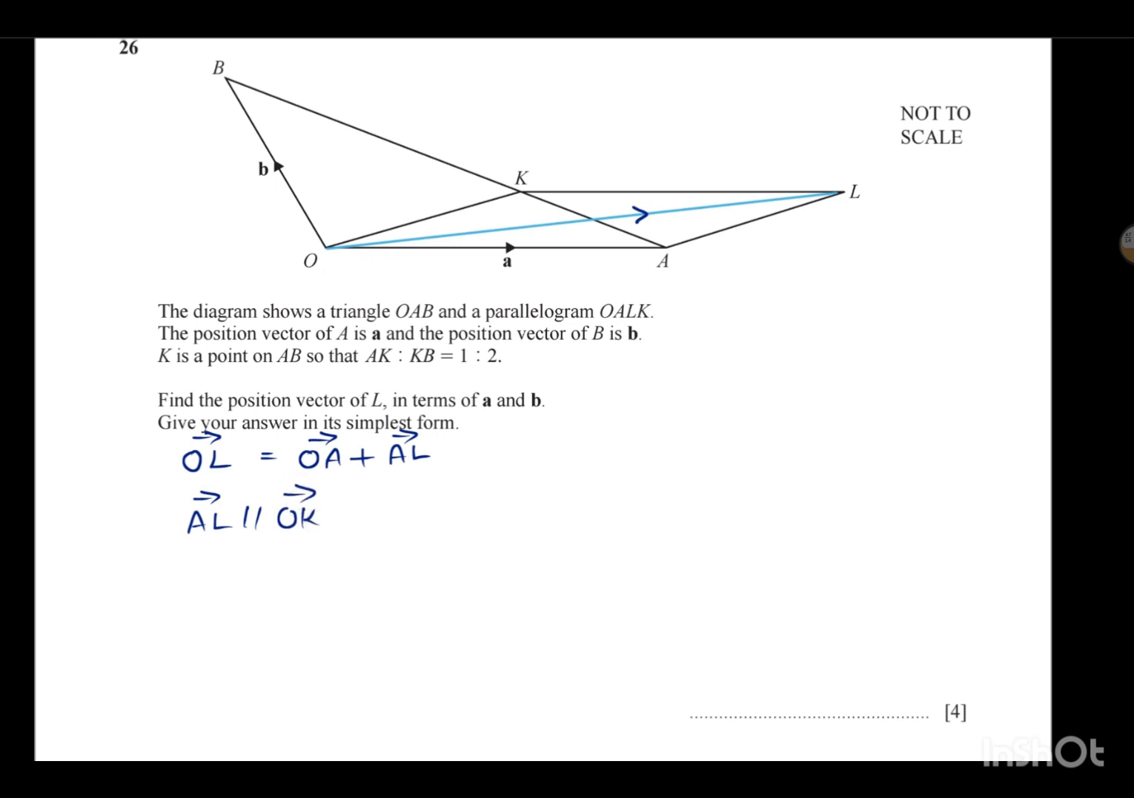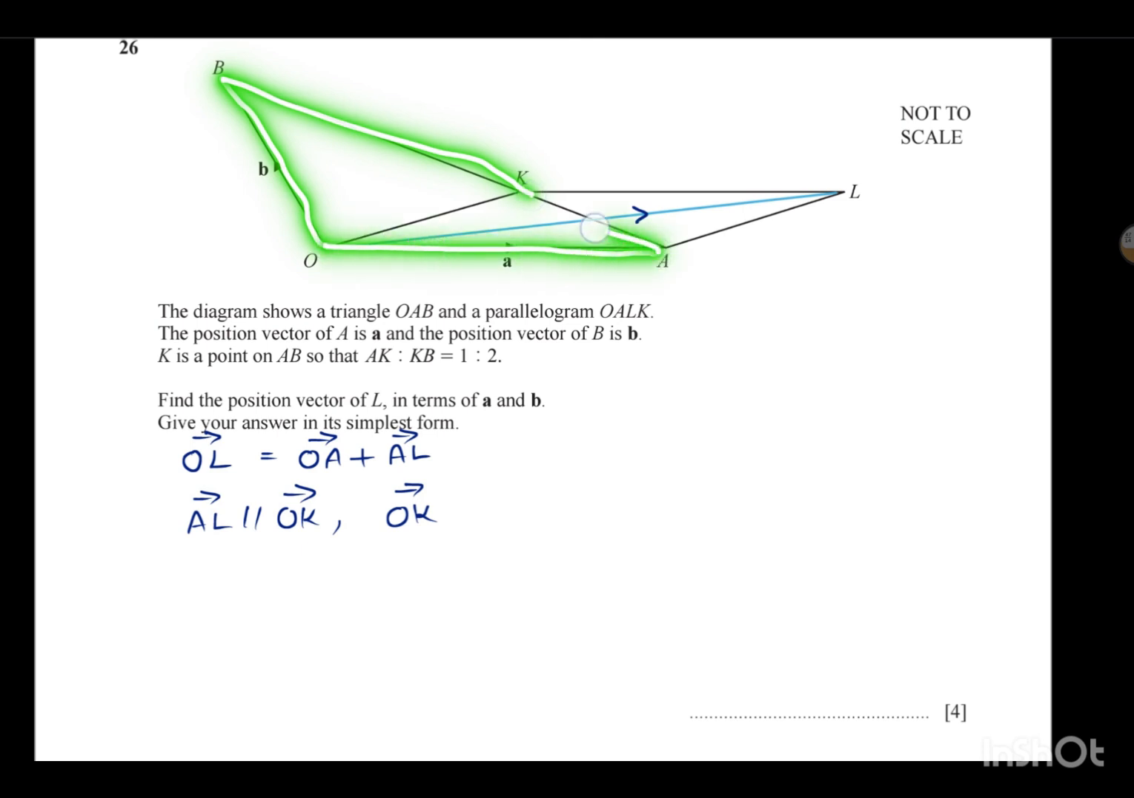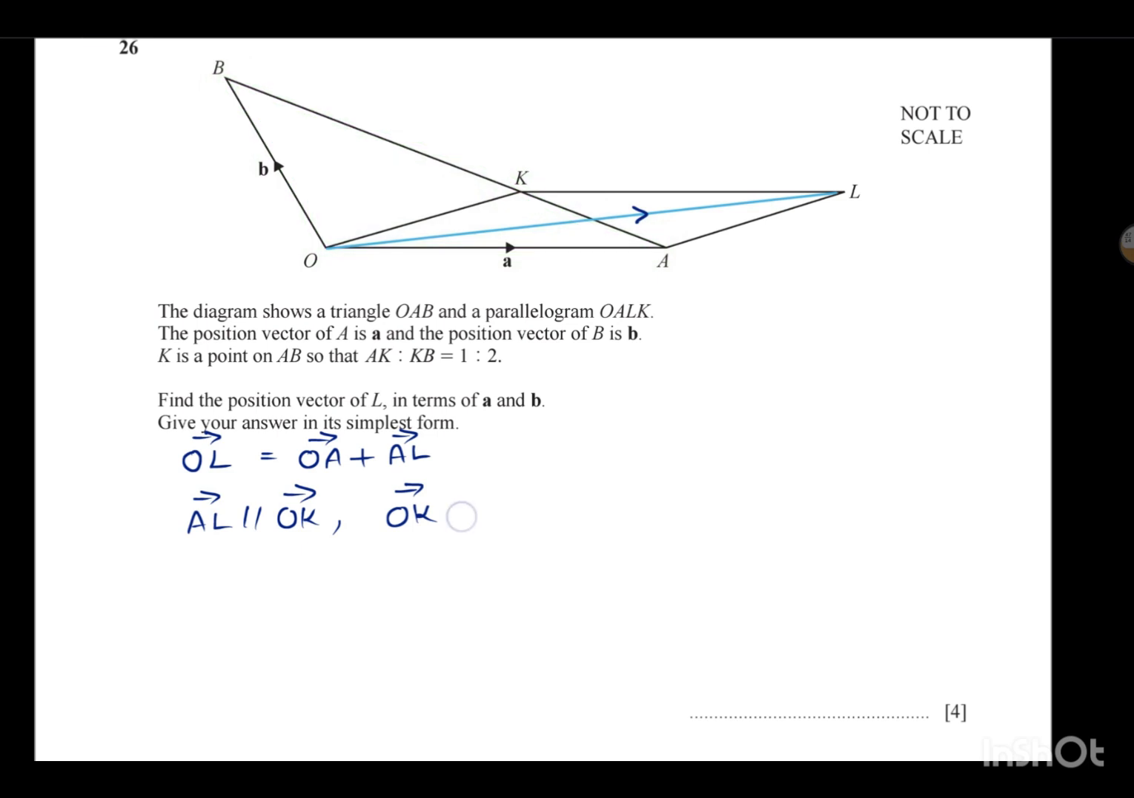So what is OK now? How to get OK? To get OK, we'll have to go OB plus BK, or else you can go OA plus AK, anything. So OK, we will write it as OA plus AK. Now how to get AK?